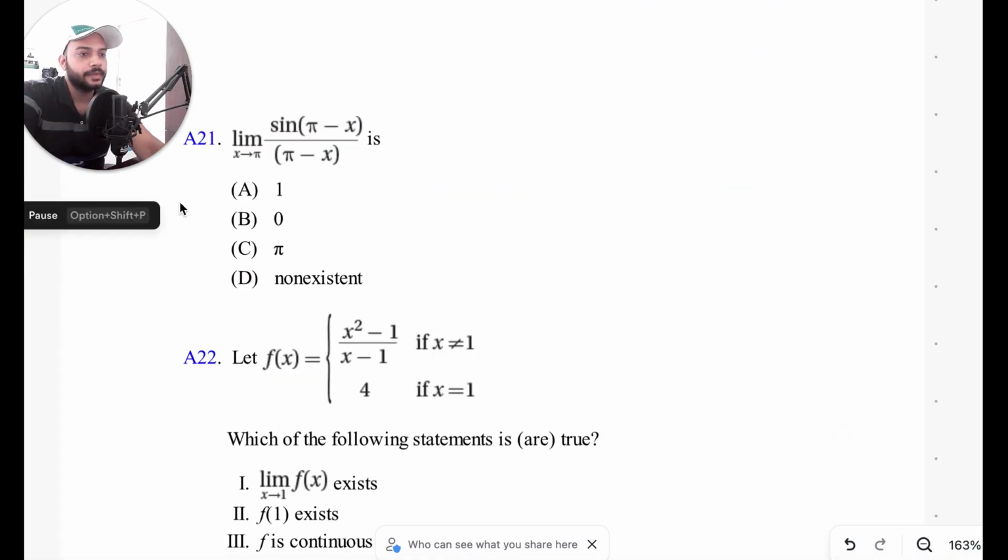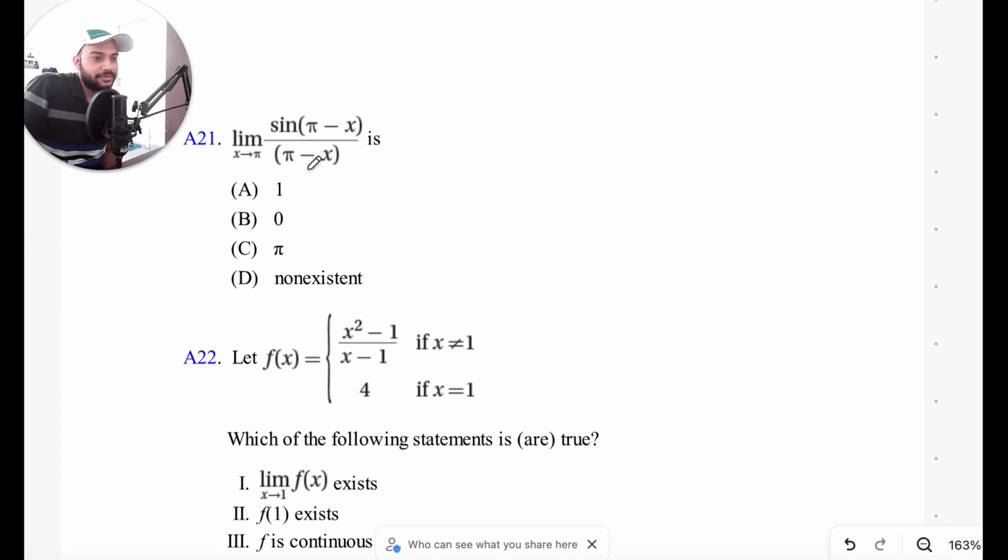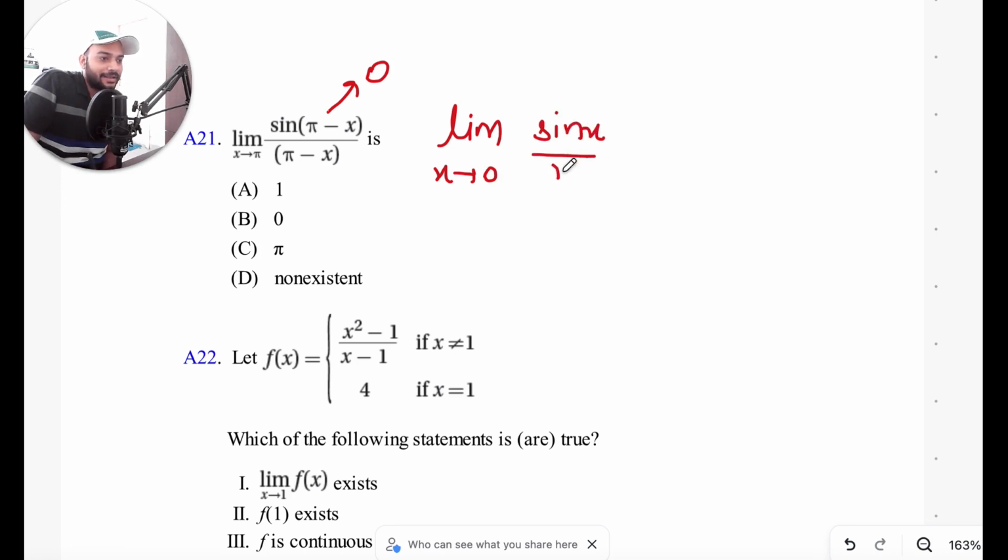Let's go to the next one. Limit x tending to pi sine of pi minus x over pi minus x. Really very simple. They haven't done much. They've just changed x to pi from x to 0. But this expression, pi minus x, would tend to 0 at x tending to pi. So this is simply like limit x tends to 0 sine of x over x, which is equal to 1. So that's your answer.